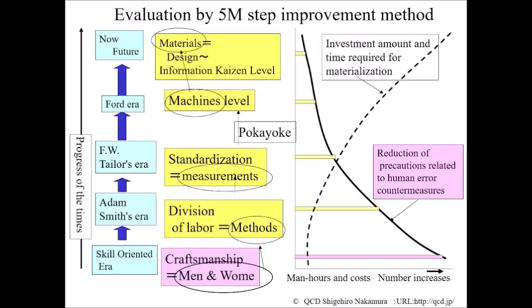The vertical axis on the left side of the figure is each development factor of the manufacturing industry, which was introduced earlier along with the history of industrial development. The bottom is men and women level, and the top is machine level. Since this kind of technological improvement has evolved step by step in the history of industry, Mr. Nakamura named it the 5M step improvement method.